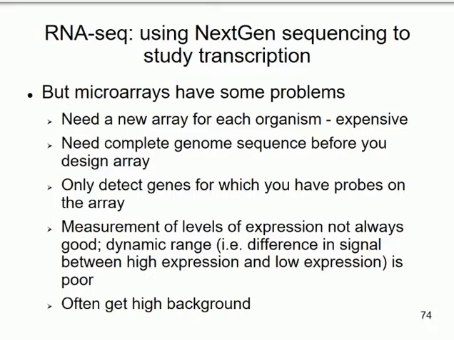But a particular problem is technical. It turns out, although the array technology is very good, the dynamic range is quite poor. So between a well-expressed gene and a very well-expressed gene, the signal doesn't change very much. So it's actually quite hard to accurately measure the range of levels of expression using a microarray. And also, again, for technical reasons, there are big issues with background. So quite often, it's quite hard to extract the signal, which is what you want to see, from the background, which is just the probe hybridizing randomly, which you don't want to see. And there are ways and means of doing that, but it's technically quite complex.